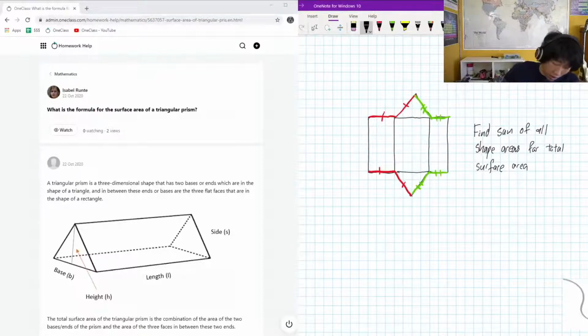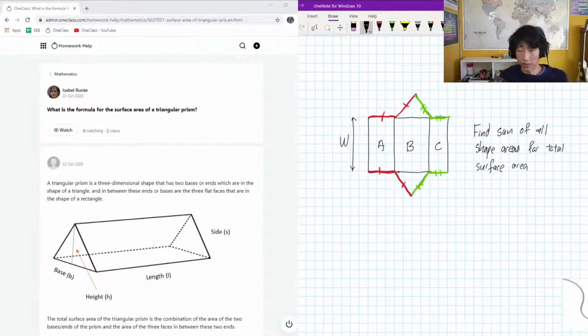Okay, so for these sections A, B, and C, those are just rectangles. So as long as you have this width, otherwise it's going to be impossible to solve this to a specific number. But as long as you have the width, you just need to multiply it by its corresponding side length, and you'll get that area. And another thing that you'll need to do is find the area of a triangle.